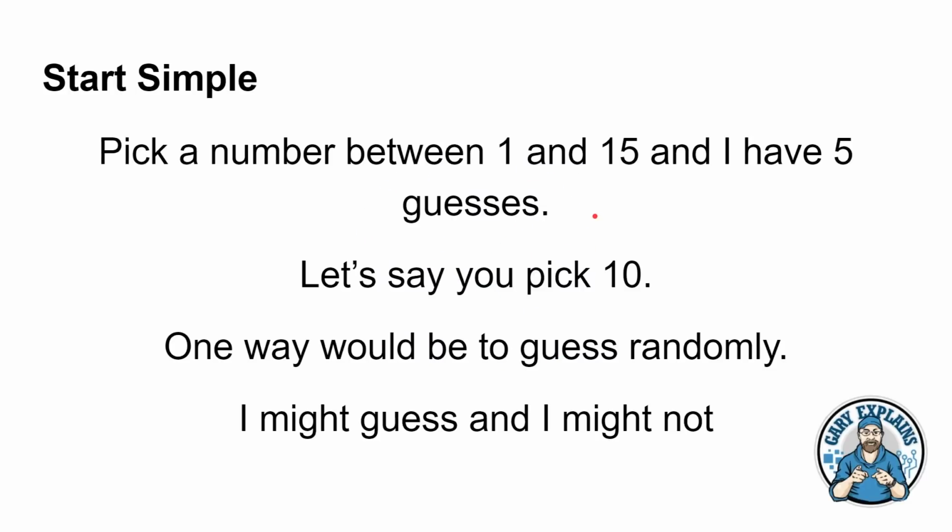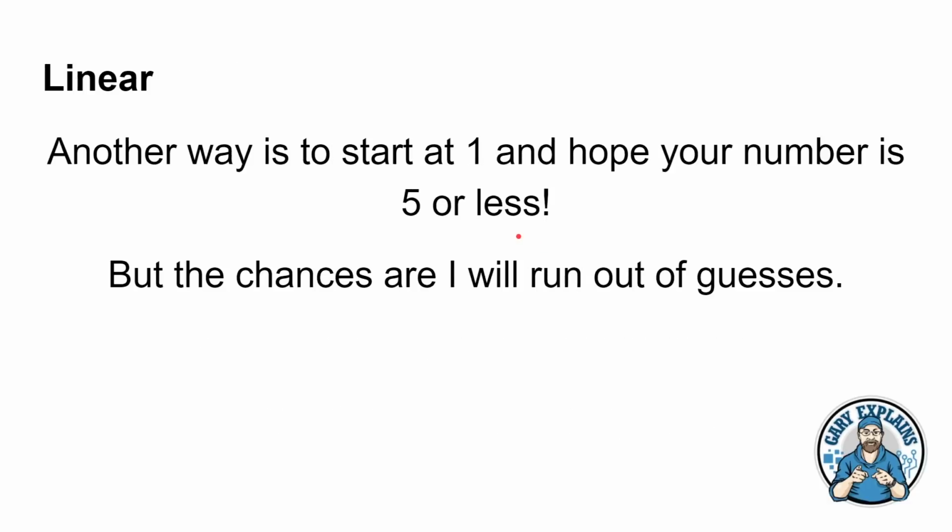So let's start with an easier example, so we don't go through 20 guesses. Let's say you pick a number between 1 and 15 and I've got 5 guesses. And for our example, we'll say you pick 10. Now one way I could do it is I could just pick numbers randomly. So I could say, is it 2? And you say, no, it's higher. And I say, okay, is it 5? And you say, no, it's higher. And of course, I could quickly run out of guesses because there's no strategy to my guessing. I just guess randomly, and I suppose I've got a 1 in 3 chance of actually hitting your number.